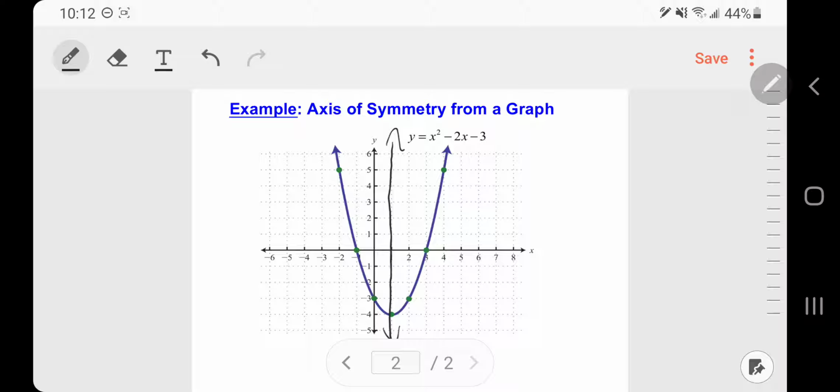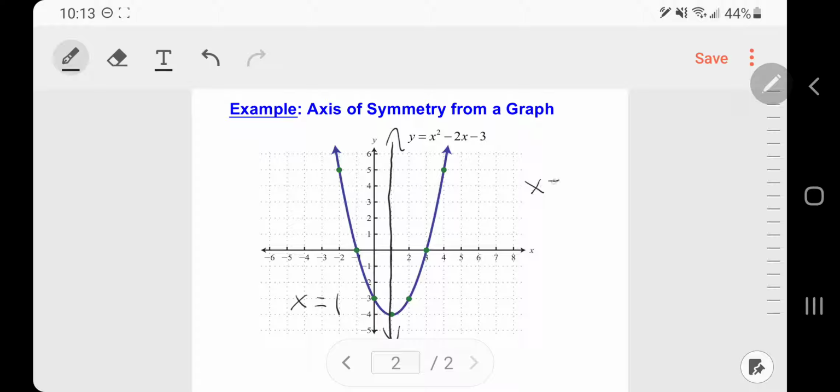If you notice, it's also the x-coordinate of our vertex here. All right, our vertex here is 1, negative 4, and our axis of symmetry is x equals 1. All right, let's just check that with the equation.